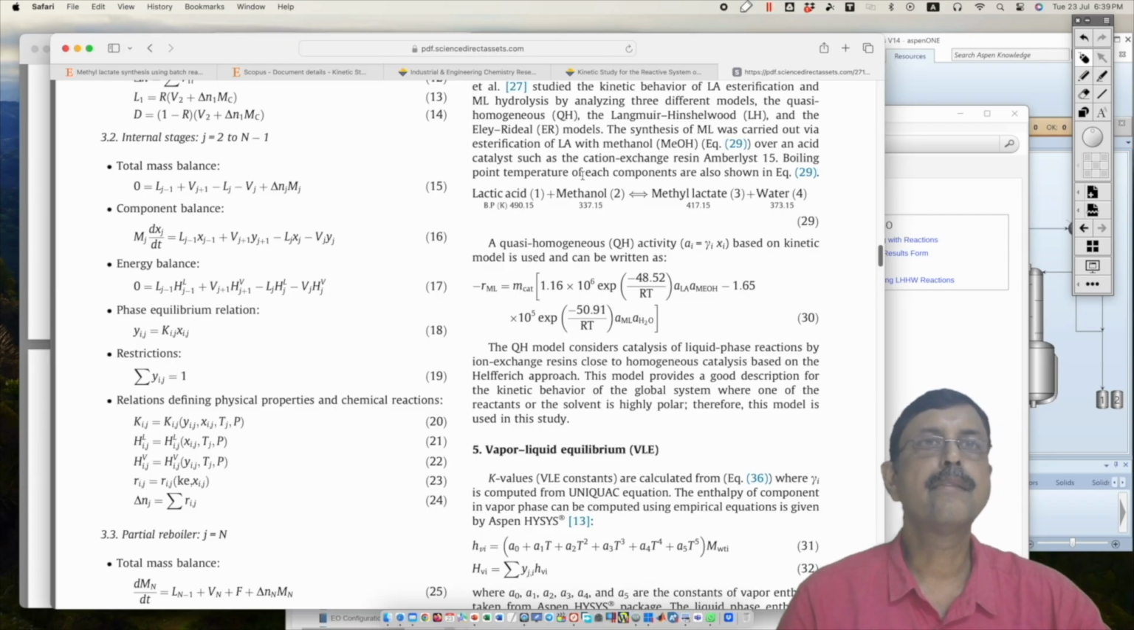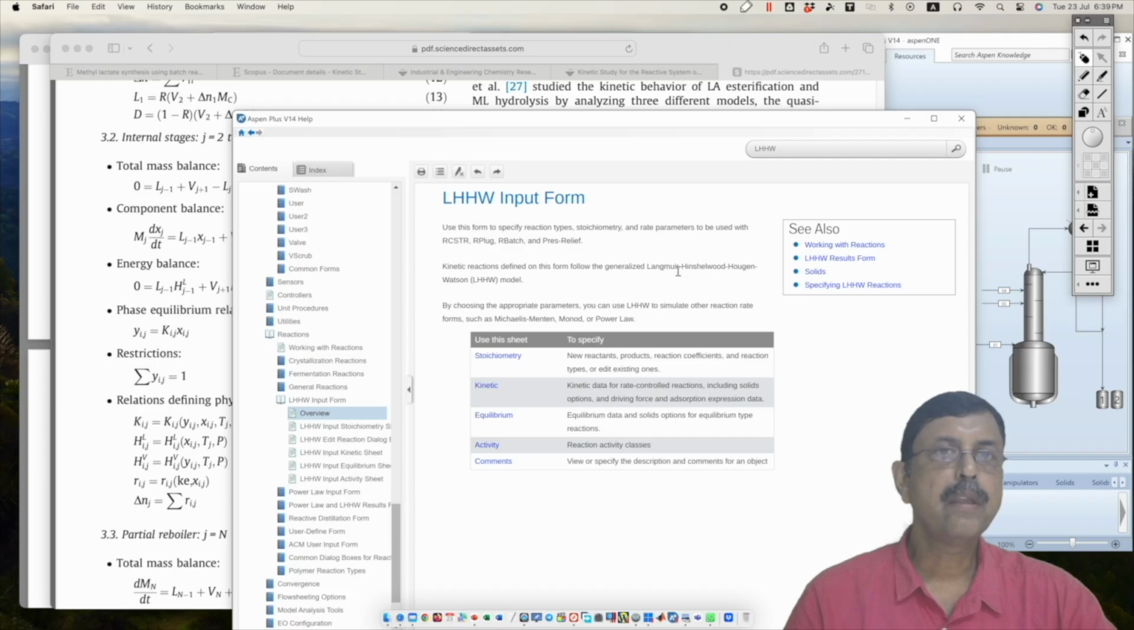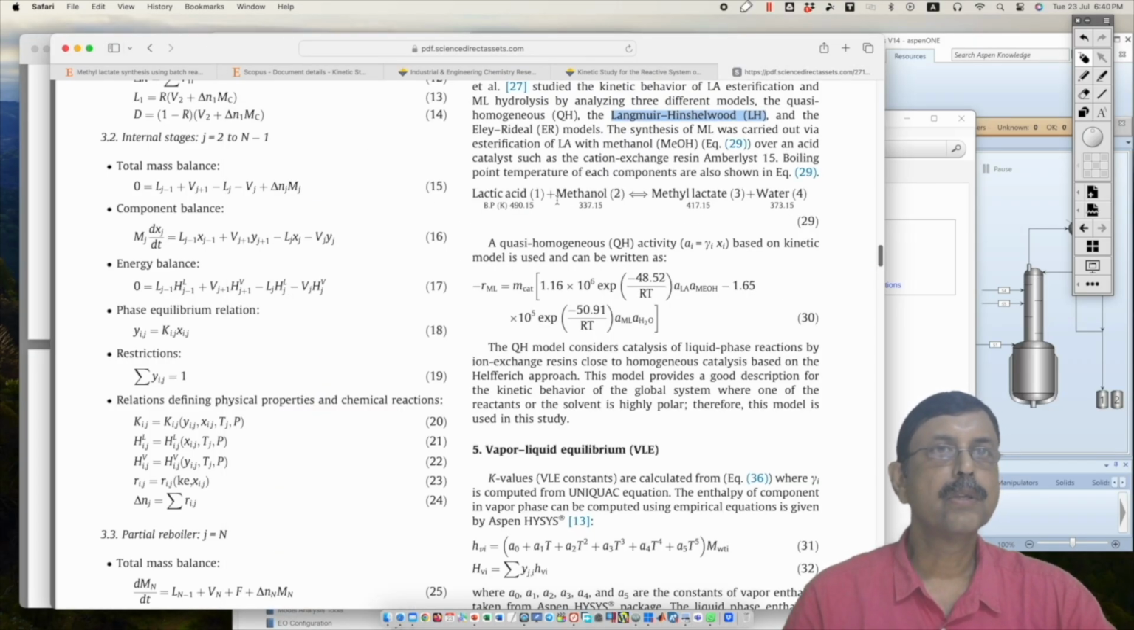So here you can see we are having the Langmuir, Hinshelwood model over here. Okay, so they are referring to this Langmuir, Hinshelwood, Hougen, Watson model, and we are aware of the input form of that in Aspen Plus. So let us use this particular model.